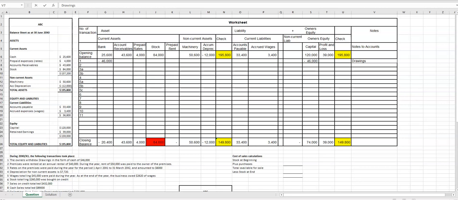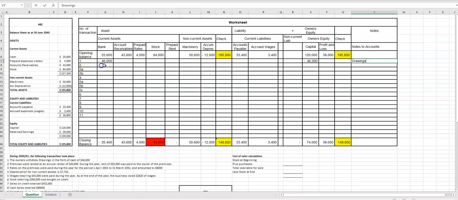So our second transaction is premises were rented out at an annual rental of $40,000. During the year, rent of $50,000 was paid to the owner of the premises. This tells us that we have paid not only the rent for the year, but also a proportion of next year's rent too. So we need to show that our bank account has decreased by $50,000 because that's how much we've paid out, and also that we have a prepaid portion of the rent.